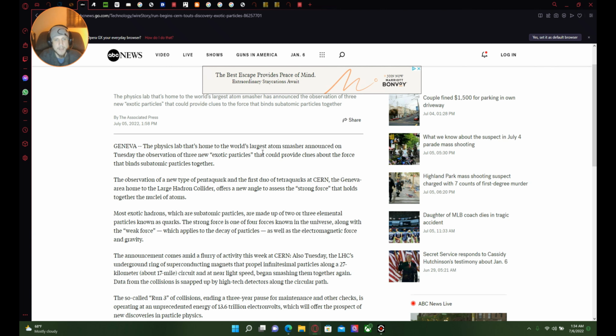The physics lab that's home to the world's largest atom smasher announced on Tuesday the observation of three new exotic particles that could provide clues about the force that binds subatomic particles together. The observation of a new type of pentaquark and the first duo of tetraquarks at CERN. The Geneva area, home to the Large Hadron Collider, offers a new angle to assess the strong force that holds together the nuclei of atoms.